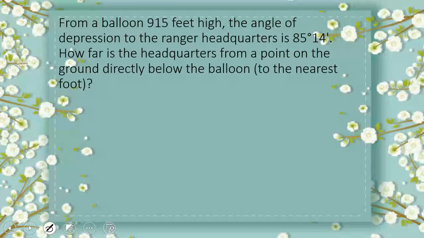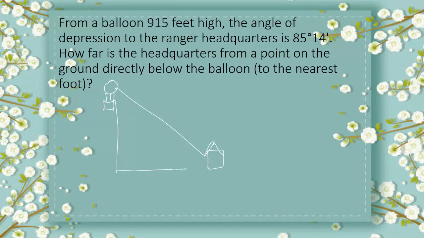Okay, let's try another one. From a balloon 915 feet high, the angle of depression to the ranger headquarters is 85 degrees 14 minutes. How far is the headquarters from a point on the ground directly below the balloon, to the nearest foot? So we've got this balloon that's up in the air, and they are looking down at the ranger's quarters. I'm going to draw my right triangle here.